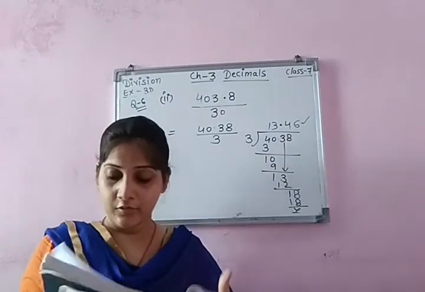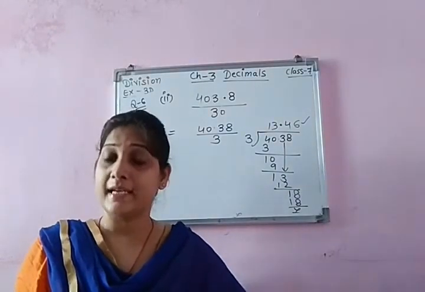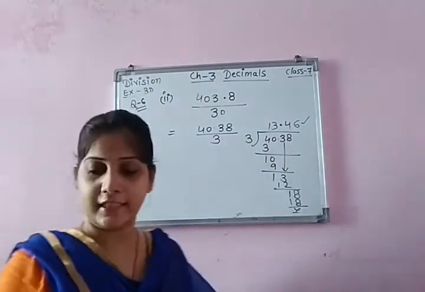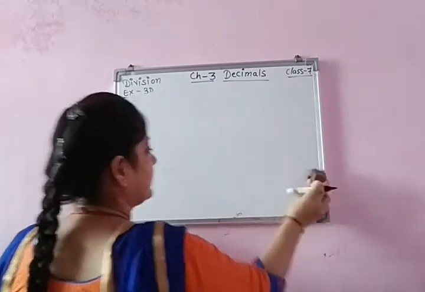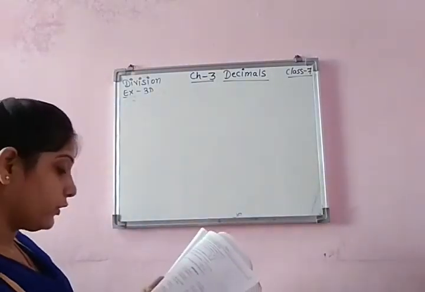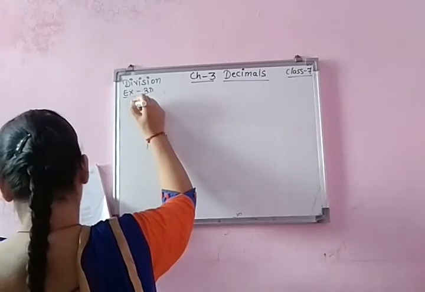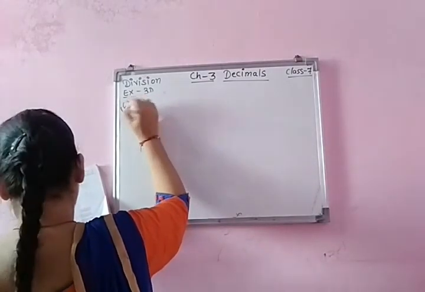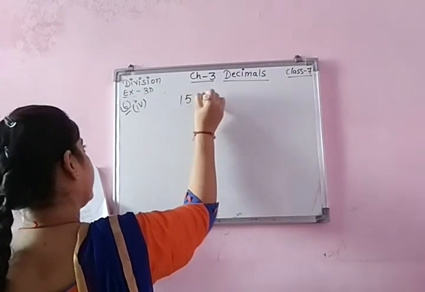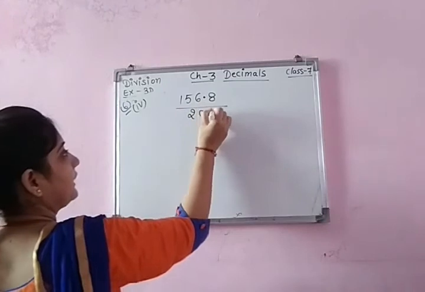Okay. So now the same question I am telling you, but this time with a number having 0s at the end, so that the concept is more clear to you. So children, I am giving you its fourth part. Question number 6, fourth part. 156.8, we need to divide it by 200.